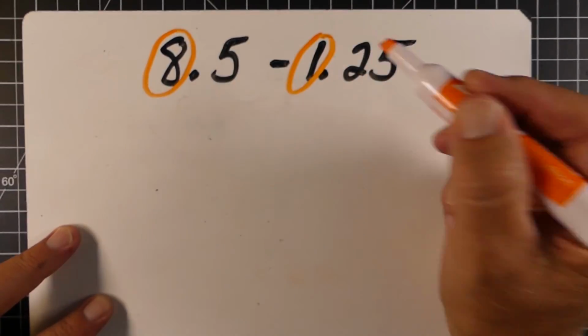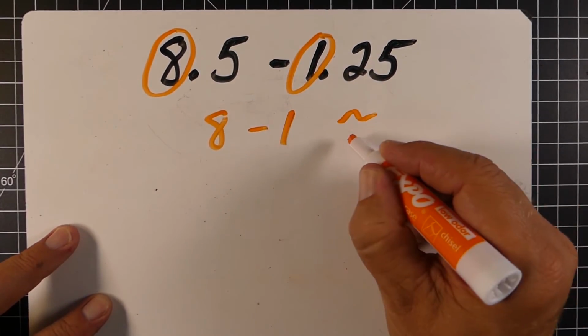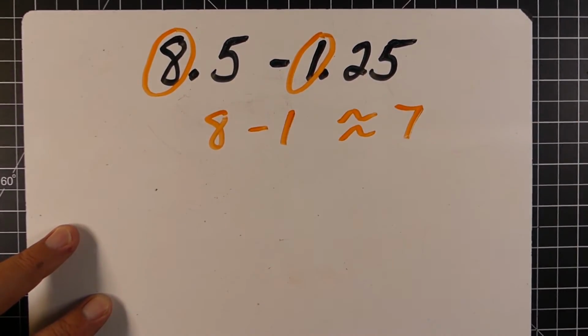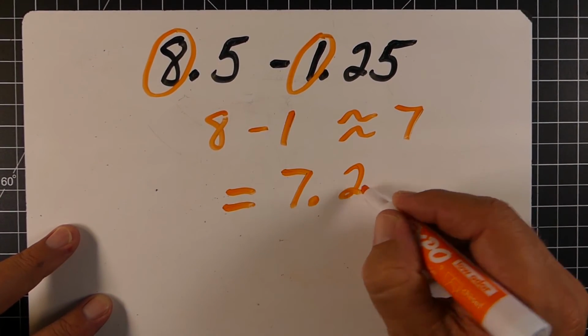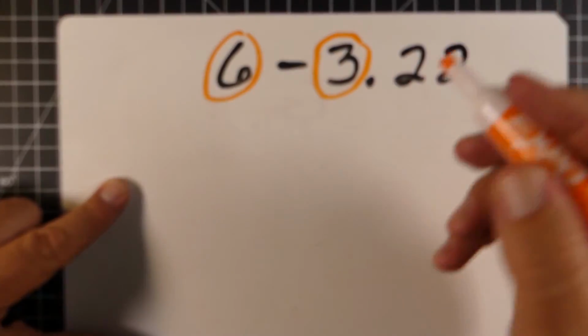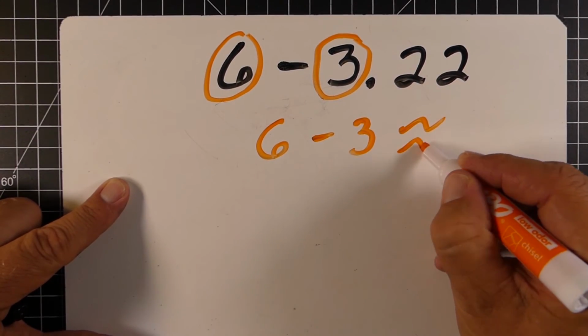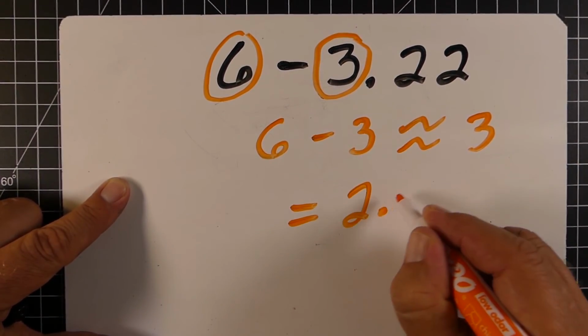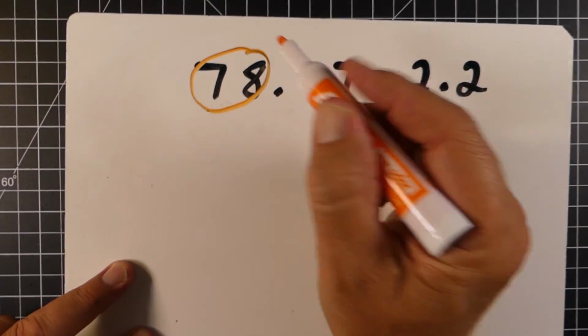Here's another example, 8 minus 1. Well, 8 minus 1 is going to be 7. So our answer should be around 7, not 70 or 77 or something like that. And sure enough, the answer was 7.25. Here's another one. So 6 minus 3 is 3. So we should get an answer around 3. It's 2.78, and that's pretty close to 3.